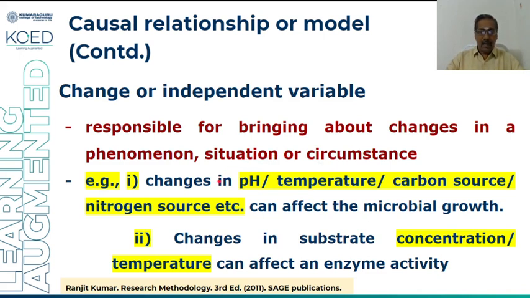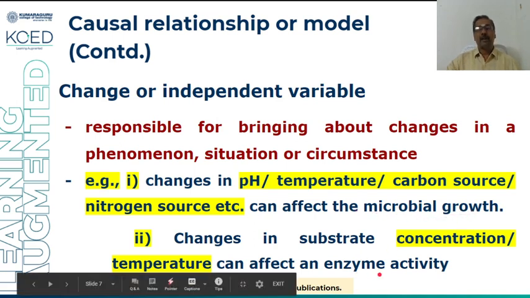So very carefully you have to select these types of variables in order to investigate the optimal growth of a microorganism. So pH, temperature, carbon source, nitrogen source are actually termed independent variables, the variables which are responsible for bringing some important changes in the microbial growth.